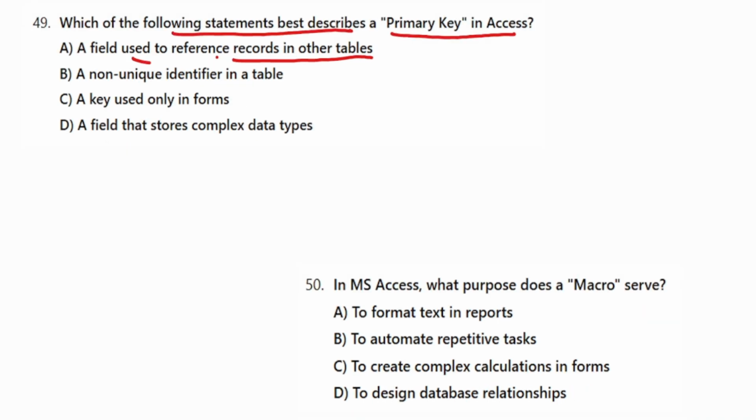Move to the next question. In MS Access, what purpose does a macro serve? Basically, a macro allows a user to automate repetitive tasks, making a database process quicker and more efficient without requiring VBA coding. So the correct option is to automate repetitive tasks, option B.